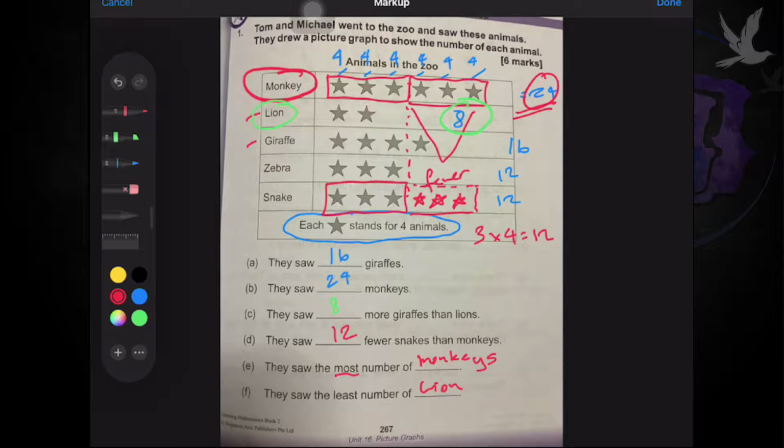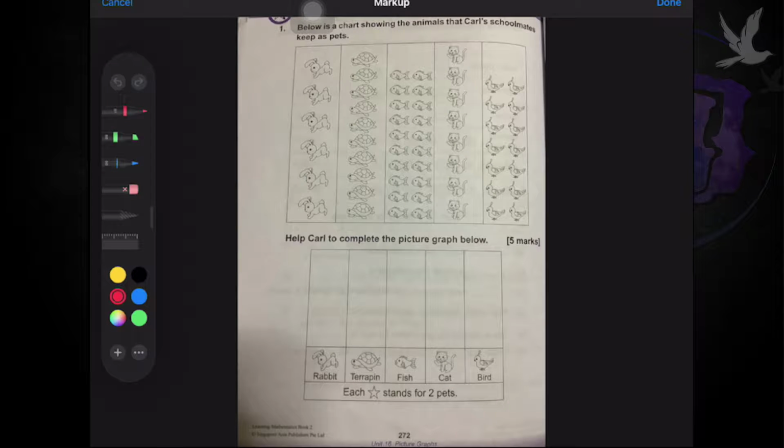Okay, so this is how you do pages 267 to 271. Okay, after that, you have a different type of graph, which is this one. So for pages 272 naman, 272 to 274. Okay. So in this case, baliktad naman.